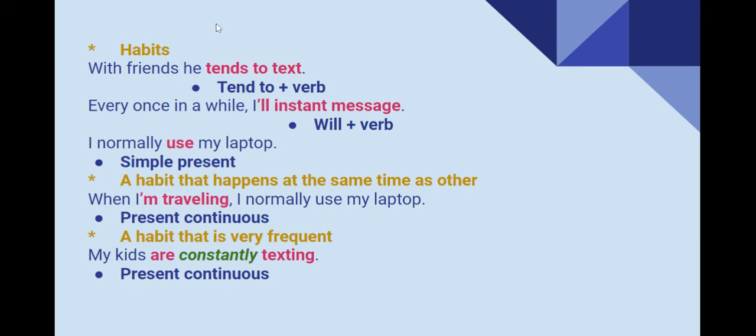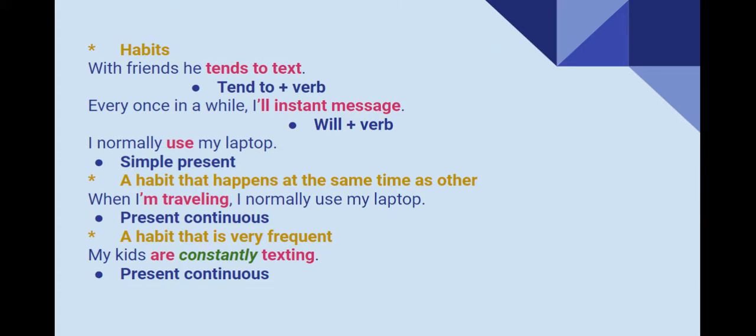So, if you remember, these are the structures we can use to talk about habits in the present. To talk about habits, we can use the expression tend to plus verb or will plus verb. Remember that if you use will, it has to be an active verb. If you use a stative verb, for example, be, it is future. So be careful with this one. We can also use a simple present.